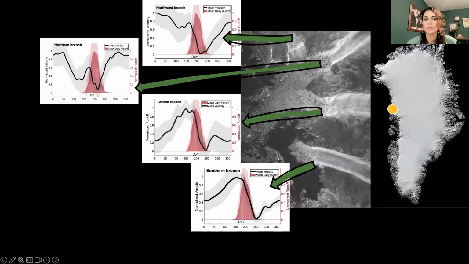But if we compare that to the two northern branches, they're completely different. Even though these glaciers are only kilometers, tens of kilometers apart from each other, they have very unique and distinct seasonal signals. That's something I want you to keep in mind going forward to this next part, because one thing that scientists and glaciologists are really interested in is trying to understand what controls the timing of how these glaciers accelerate, retreat, or advance.